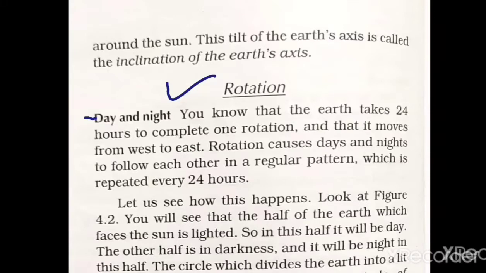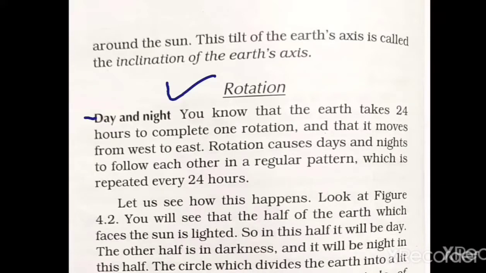Rotation causes day and night to follow each other in a regular pattern. Now earth is rotating, right. So when the earth is rotating, the part which receives the sunlight will have day, and the part which does not receive the sunlight will experience night. And when the part changes, as it rotates, that part changes.